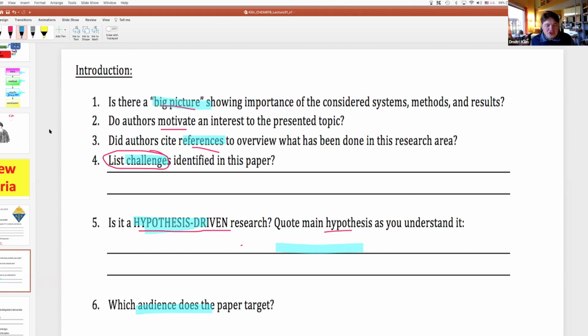Another question: which audience does the paper target? Is it only specialists, or will it be interesting for the general public, or for undergraduate students, or for high school students? The broader the public, the better the paper. You know that the most cited and most important scientific papers, like in Nature and Science, are published for a broad audience so that everyone can understand.